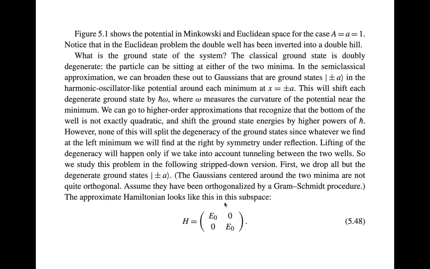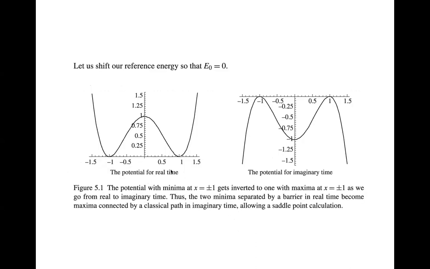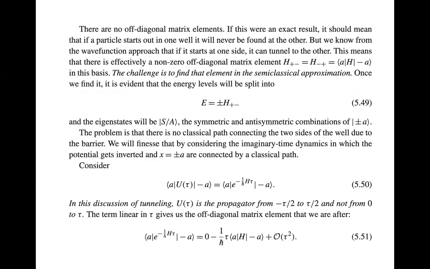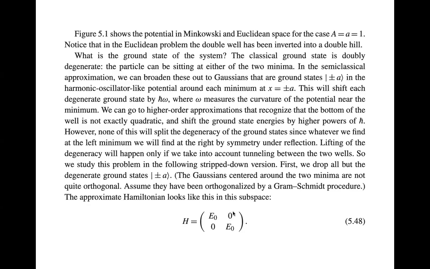But there is an off diagonal matrix element. This is plus a, this is minus a, and the plus a and minus a states have mixing. This mixing is the tunneling event, the tunneling amplitude from the plus a state to the minus a state, right? This tunneling, which is an off diagonal term, can be evaluated by instantons.